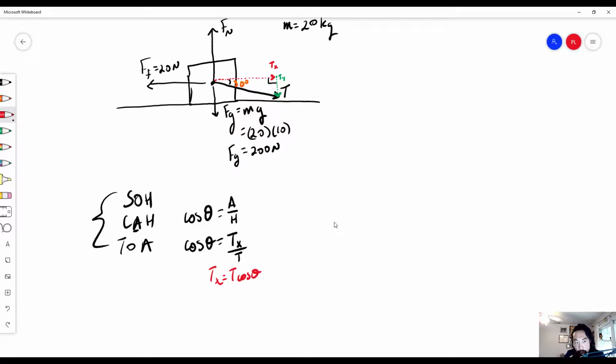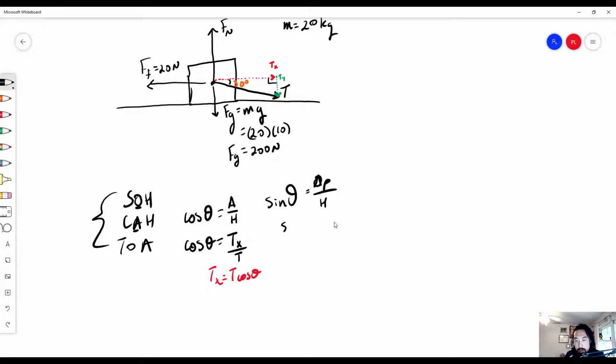And we could do the same for T sub y. According to this angle right here, T sub y is opposite of 30 degrees. And so for opposite, we have to use the sine trig function. So sine of theta is opposite over hypotenuse.